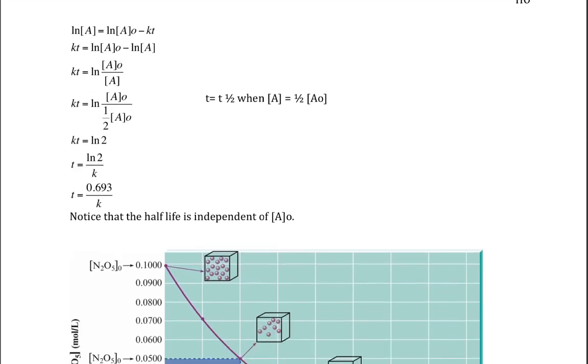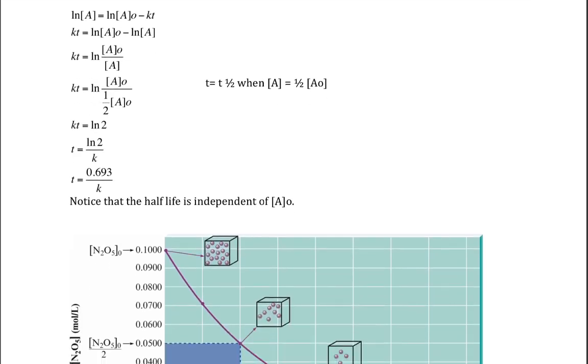To find the half-life for a first-order reaction, we can derive that from our integrated rate law. So we're going to take the linear version of it, ln of A equals ln of A naught minus kt. What we're after is solving for time. So with some algebra, we have kt equals ln of A naught minus ln of A. We can combine those two terms. Ln of A naught minus ln of A is equal to ln of the ratio A naught over A.